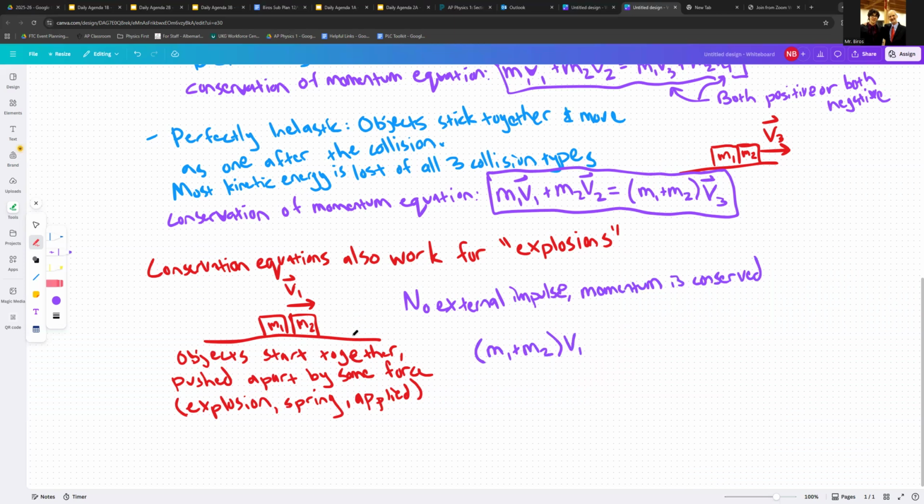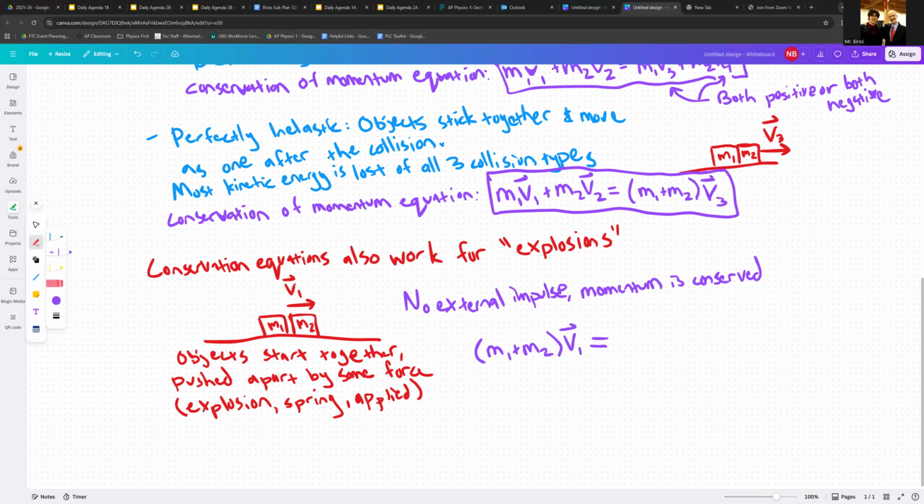The objects start together, either at rest together or moving with some velocity, like the dog in the skateboard example, where a dog is riding on a skateboard. It could be a person too, but there's a problem on one of your Schoology assignments, I think, that will end up being a dog on a skateboard. All right, so the combined mass together before the explosion means that the momentum is m1 plus m2 times v1.